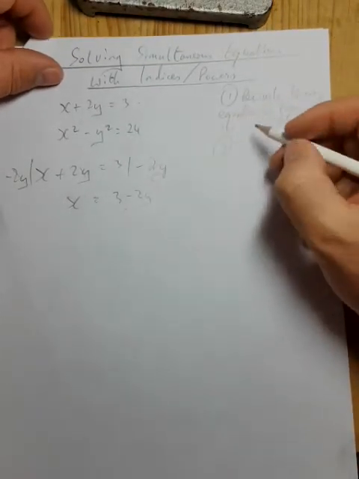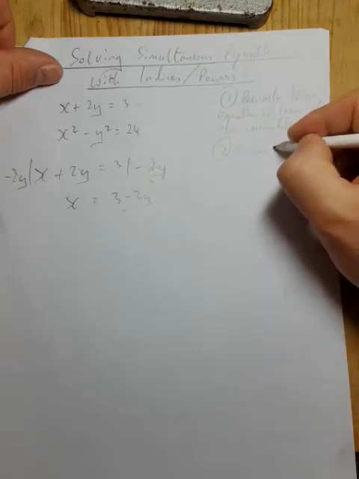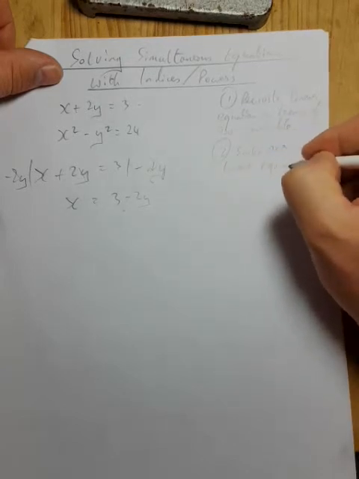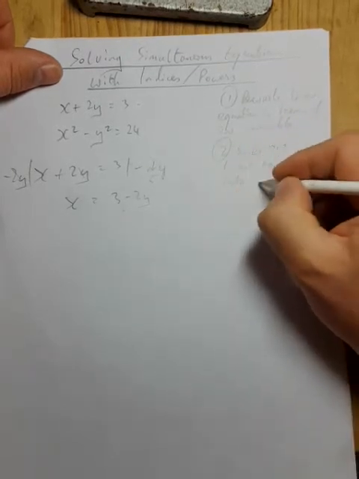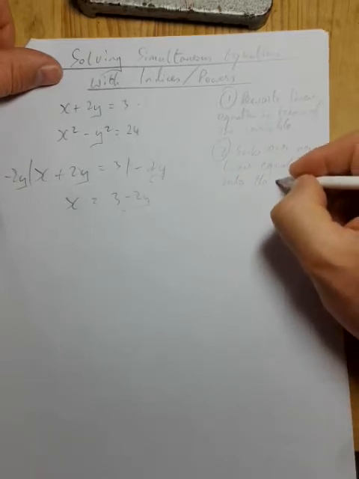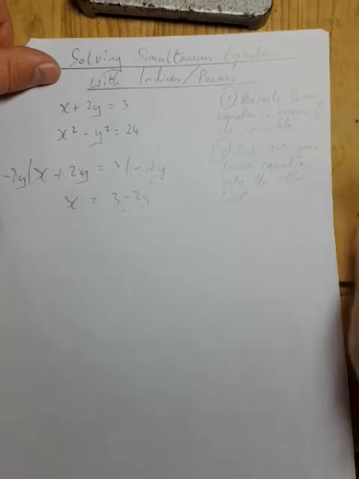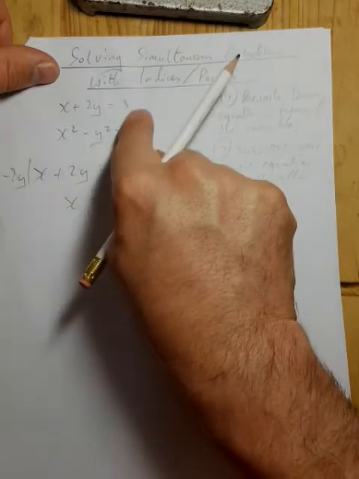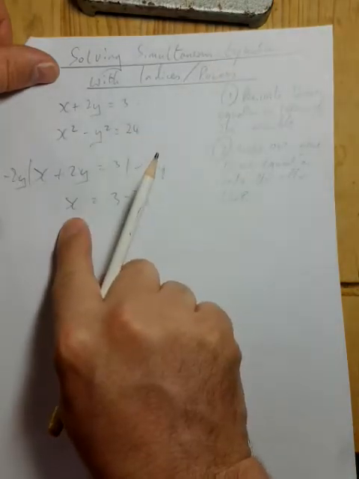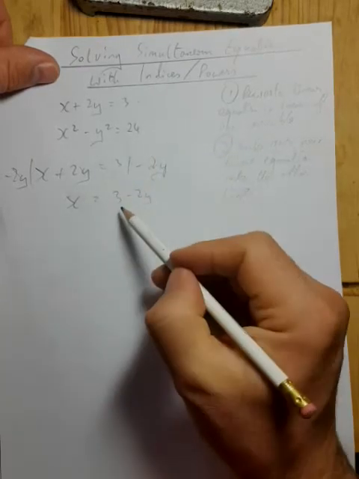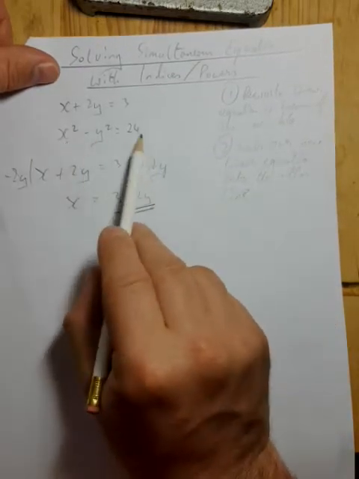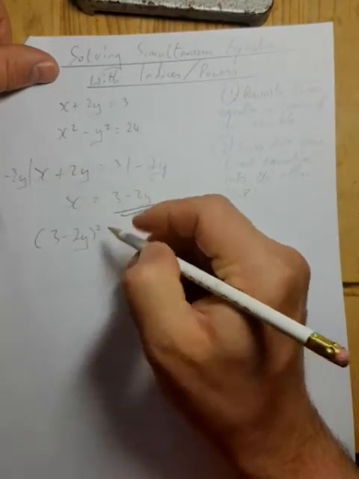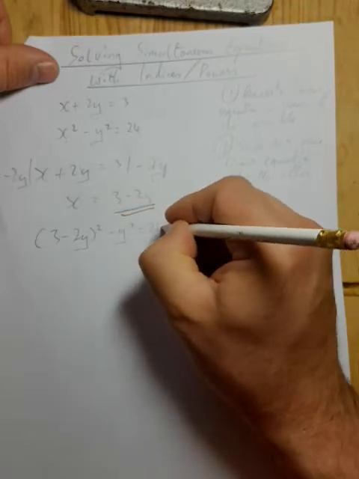Okay? Step 2, sub our new linear equation into the other line. So, the other line is x squared minus y squared equals 24. But we know, having rewritten this, what x is equal to. x is equal to 3 minus 2y. So therefore, I can put 3 minus 2y into this equation instead of x. So instead of x squared, I now write (3 minus 2y) squared, minus y squared is equal to 24.